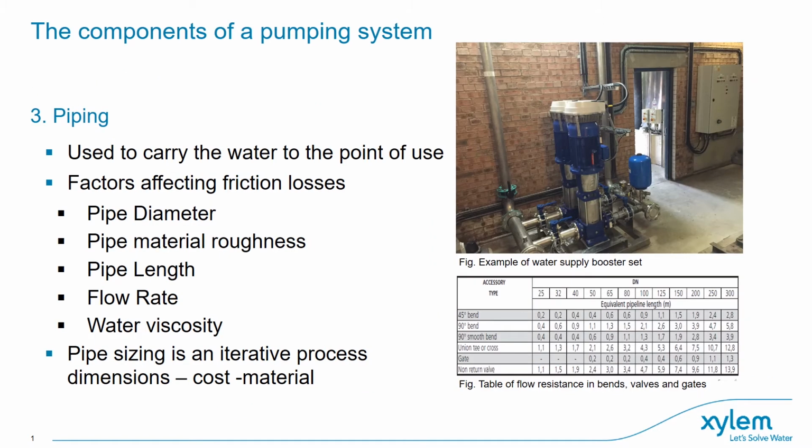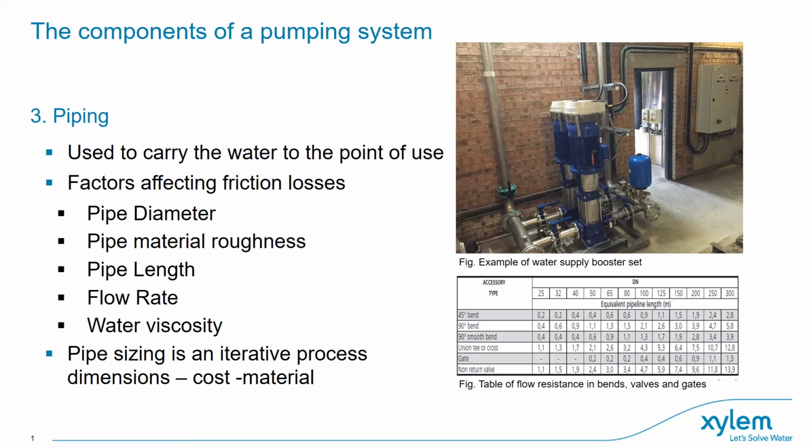Another fundamental component of the pumping system itself is the piping. Piping, which aim is to carry the water to the point of use. Actually, there are a lot of factors which are to be taken into consideration when selecting and designing a distribution system using the pipes, for sure. Cost and material typology are two of the aspects which are taken into consideration. One of the most important factor is related to the friction losses, which is influenced by the pipe diameter, the material roughness of the pipe itself, the length, the flow rate desired, and of course about the water viscosity.